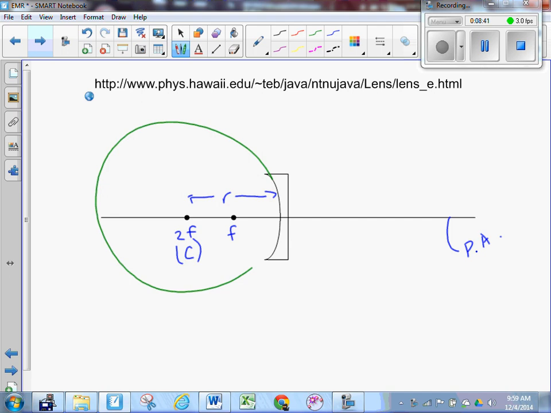We don't label the optical center here because with lenses, the rays of light went right through it. With mirrors, of course, they reflect off of it.